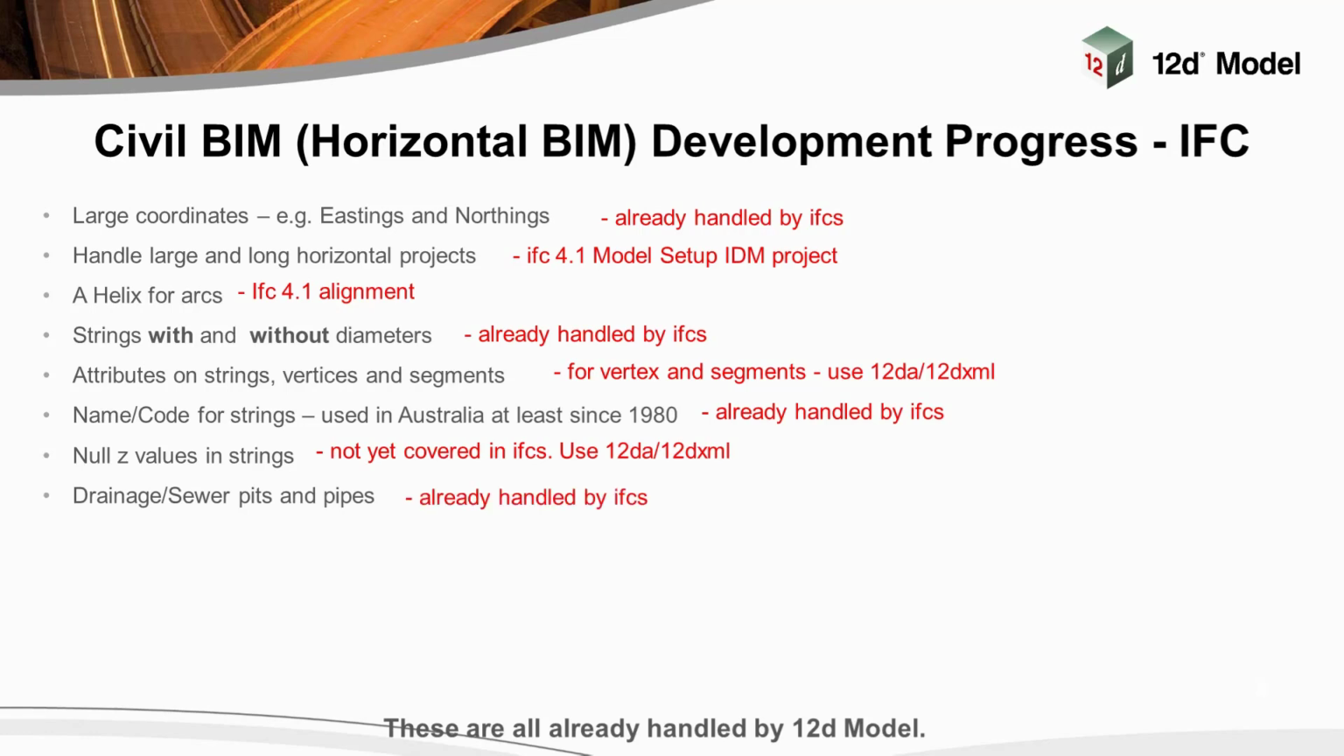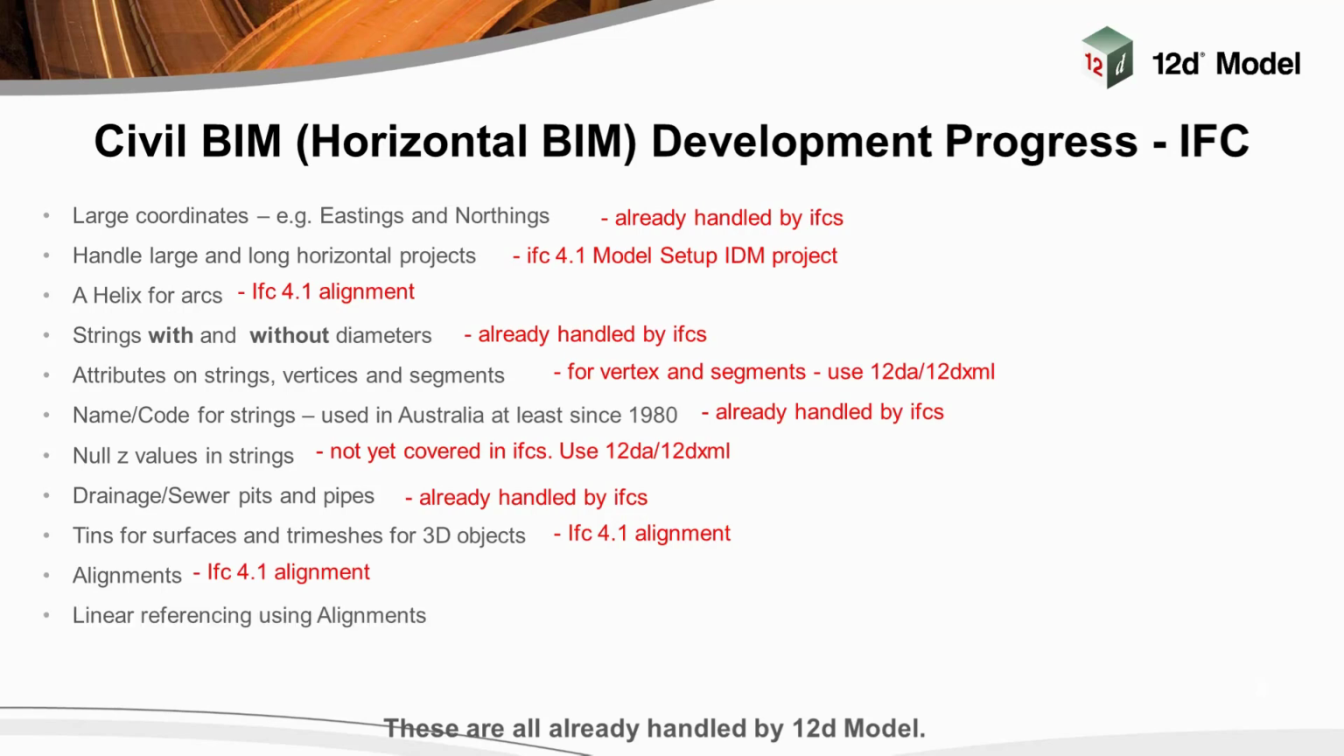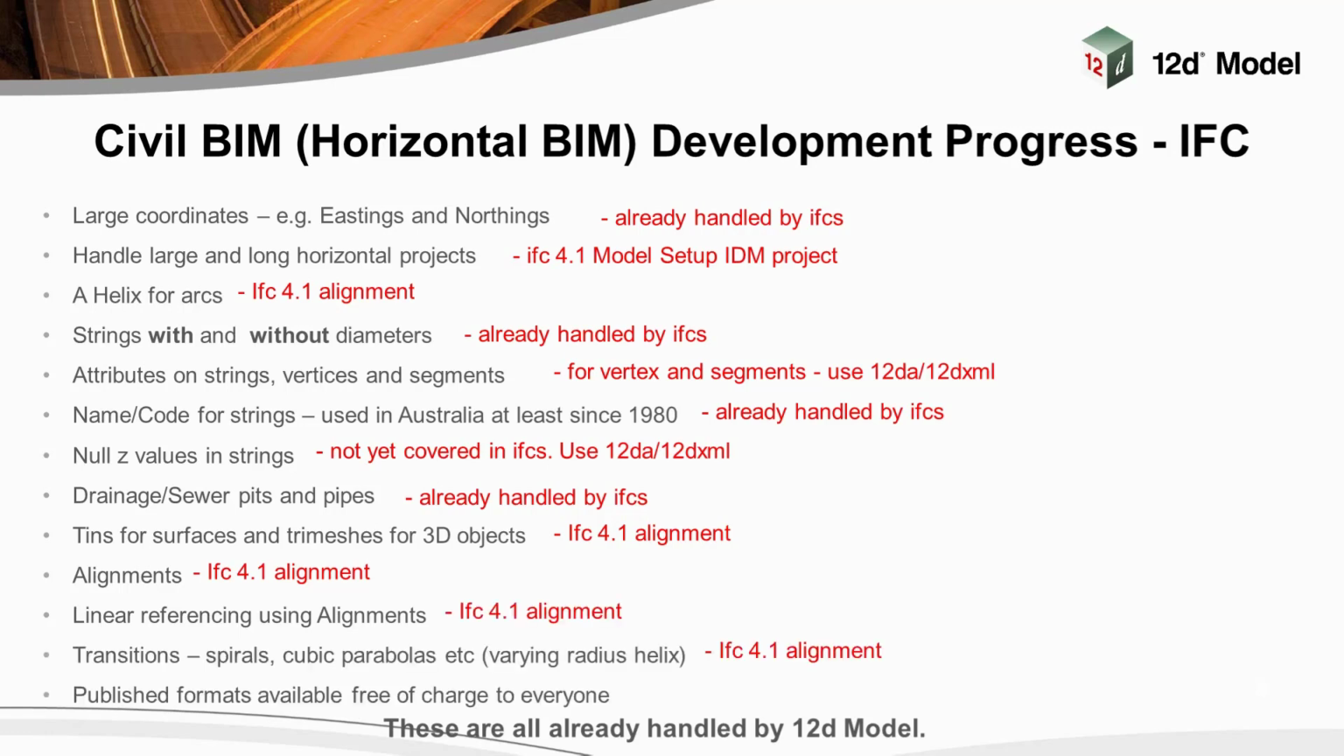Drainage and sewer pipes are handled. Tins and surfaces, that's within IFC 4.1. So alignments again within 4.1 using the 1.1 method. And linear referencing of alignments again. Transitions and spirals again within 4.1. And published formats. So you've got IFCs, 8X and 12D XML formats. So things are looking good for actually managing all of those in there.